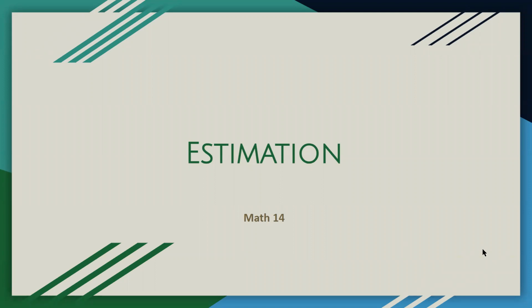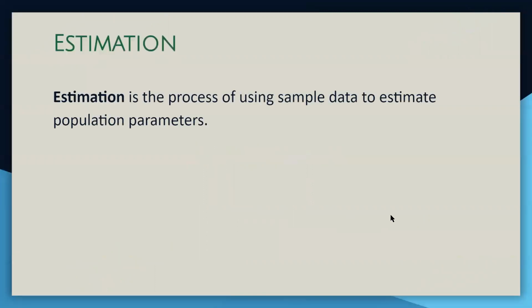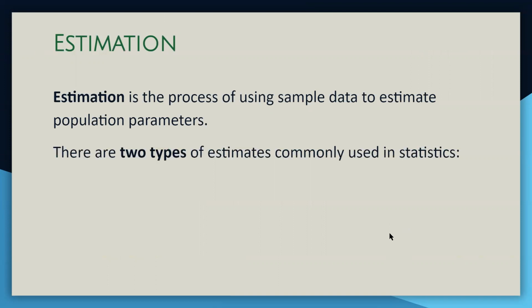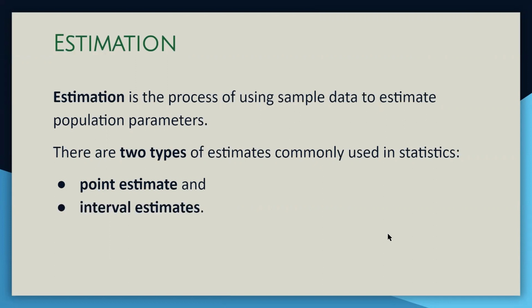This week, we're going to start talking about inferential statistics. We're going to begin that discussion with the process of statistical estimation. So estimation is the process of using sample data to estimate population parameters. There are two types of estimates that are commonly used in statistics. The first is called a point estimate, and the second is called an interval estimate.